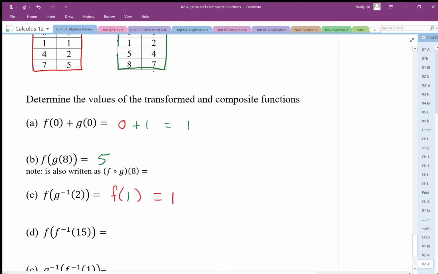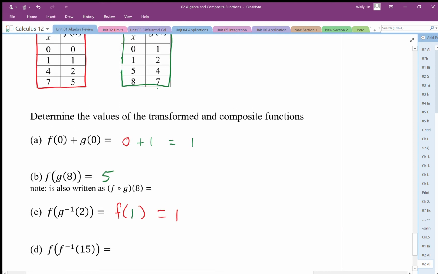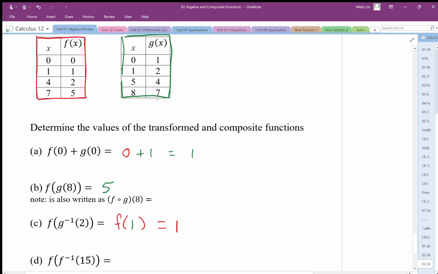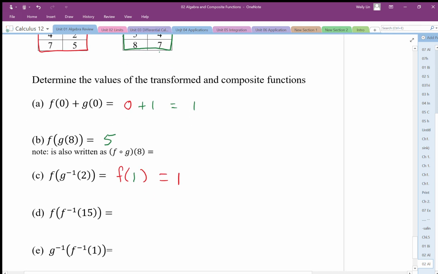How about this one here? I take the inverse of f of 15. That means my output was 15 and my input is what I'm looking for, and I'm going to put the input into my f, and I want to know what the output is. Well, there is no 15 as my output here, so this almost seems impossible, except if you understand that the inverse of an inverse is back to where we started. This really just ends up being equal to 15. The inverse of the inverse just undoes it.